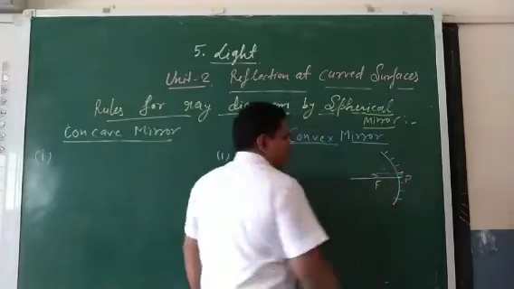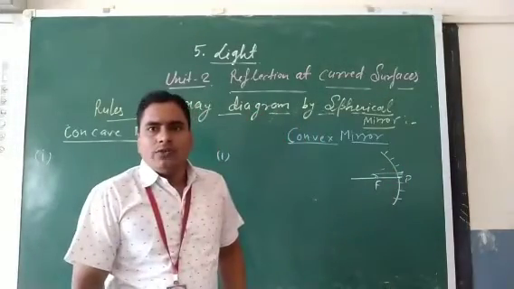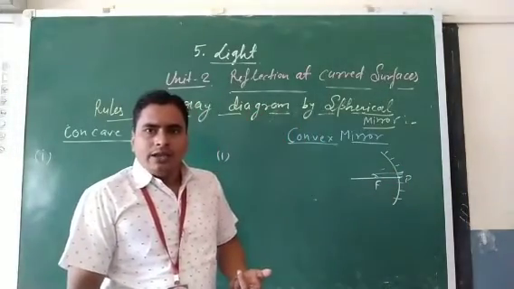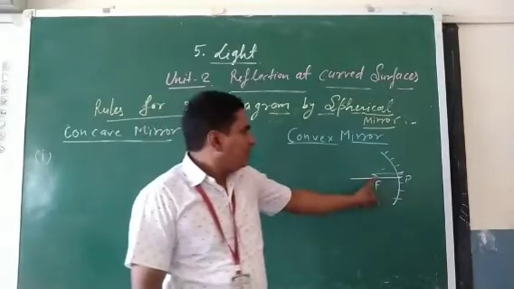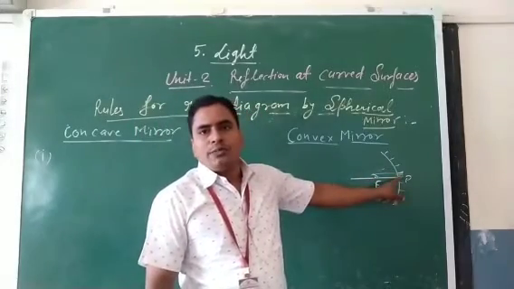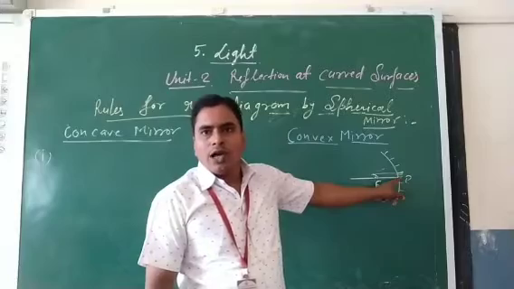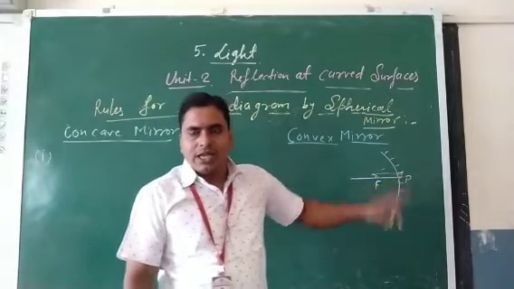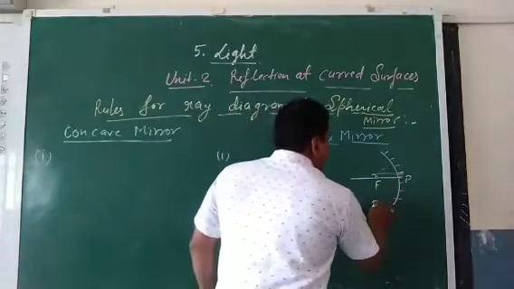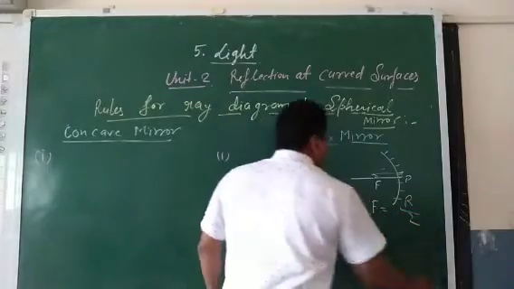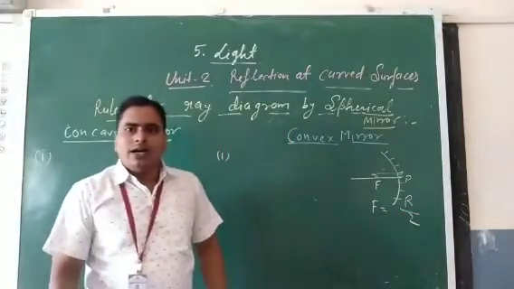pole. This is called focal length. The distance between principal focus and pole is called focal length. Okay, clear? Generally, focal length is half of the radius of curvature.